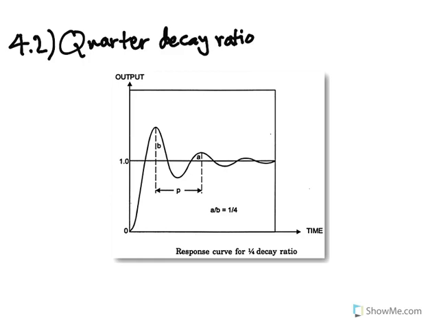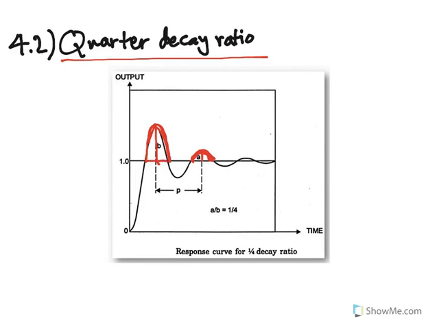Before we go to the tuning procedure, we have the quarter decay ratio. The quarter decay ratio is when the performance of the process variable is in this form. So here we have this peak and this peak. This is B and A. So A wave is a quarter with respect to B.